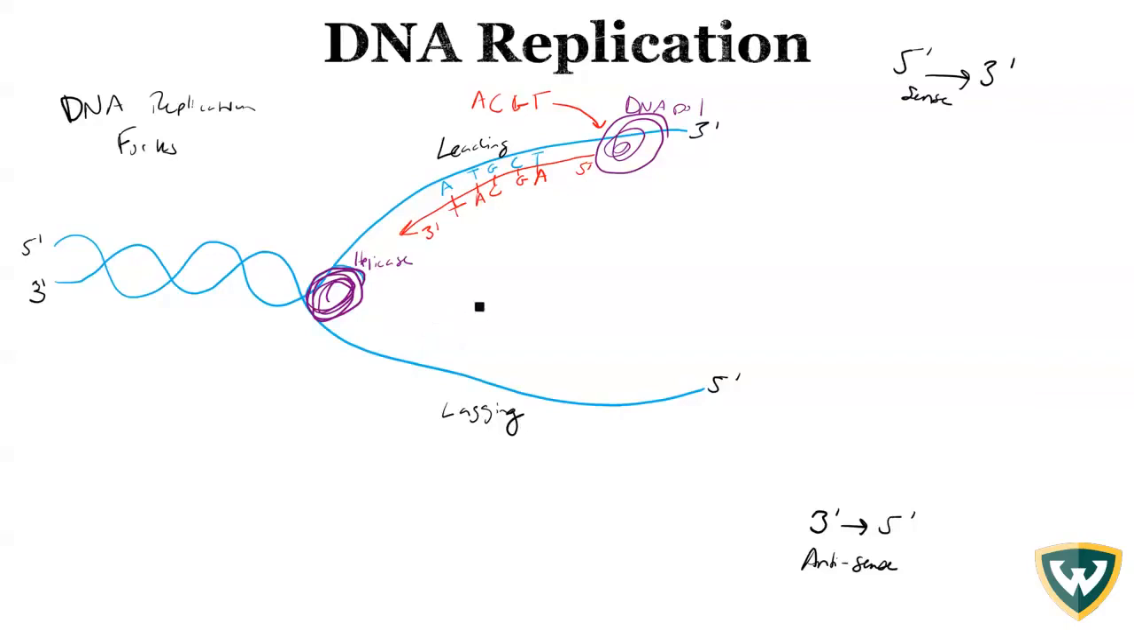However, on the lagging strand, we have a bit of an issue. And that's because DNA, to be replicated, has to head in a downstream nature, right? So to head downstream, it has to go this way in order to go 5' to 3'.